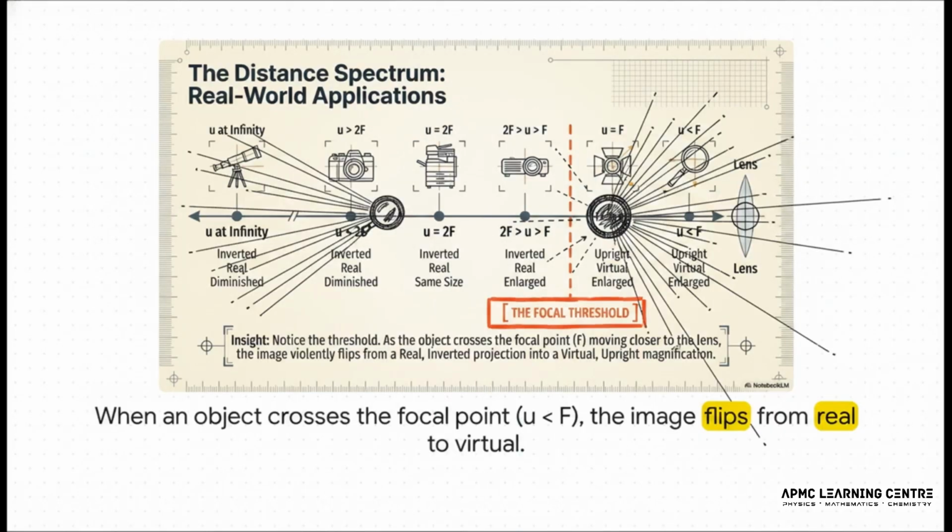This right here is the focal threshold. The second that object crosses the focal point, the entire game changes. The light rays coming out of the lens don't converge anymore. Now they diverge, they spread out. And so our brain does this amazing thing. It traces those spreading rays backwards to an imaginary point behind the lens, creating that big, upright, virtual image we see when we look through a magnifying glass.